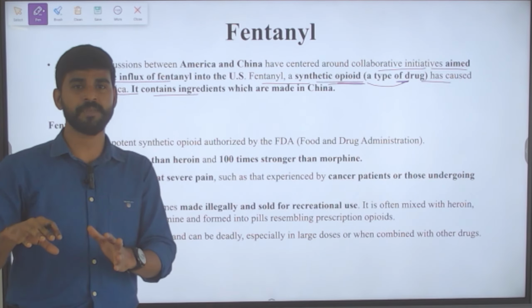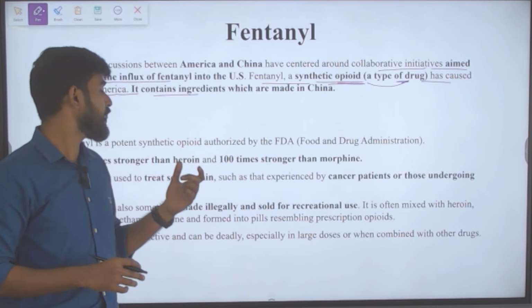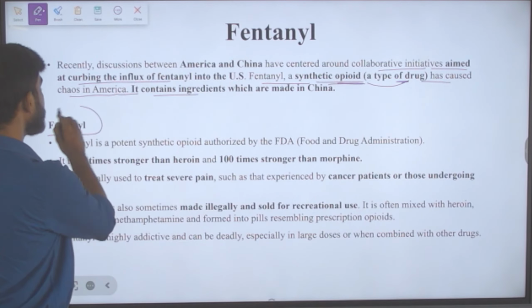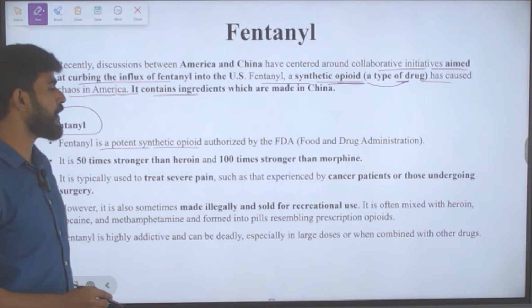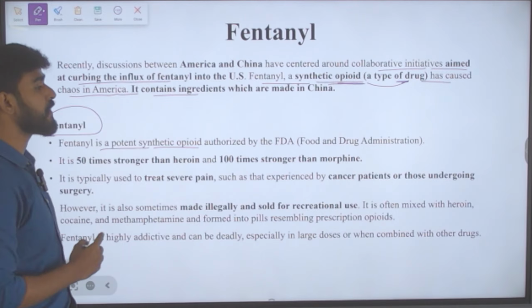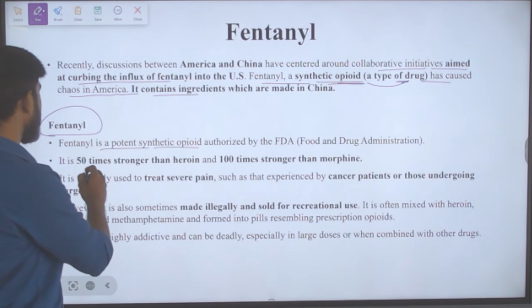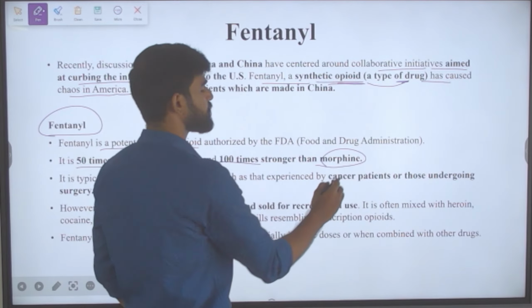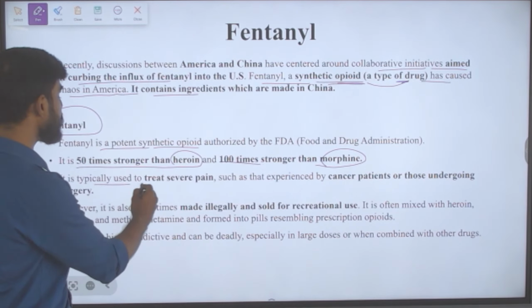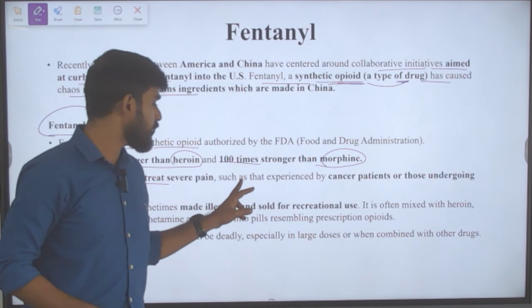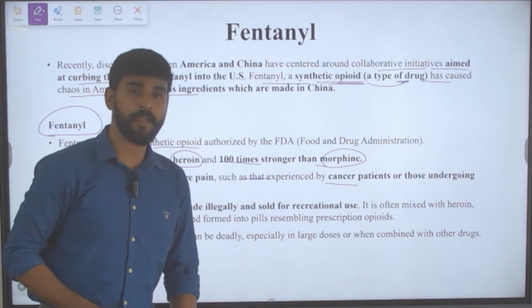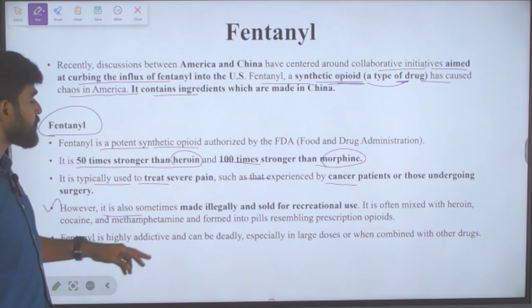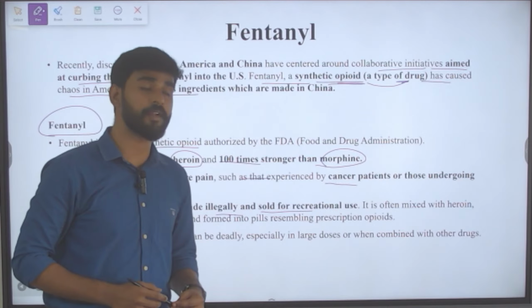So here, from an exam perspective and from a science and technology perspective, we have to know details about this fentanyl. Okay, so what is this fentanyl? Fentanyl is a potent synthetic opioid which is authorized by the Food and Drug Administration of the United States, and it is 50 times stronger than heroin and 100 times stronger than morphine. Okay, and it is typically used to treat severe pain, like the pain experienced by cancer patients and those undergoing surgery. Okay, however, it is also sometimes made illegally and sold for recreational use.